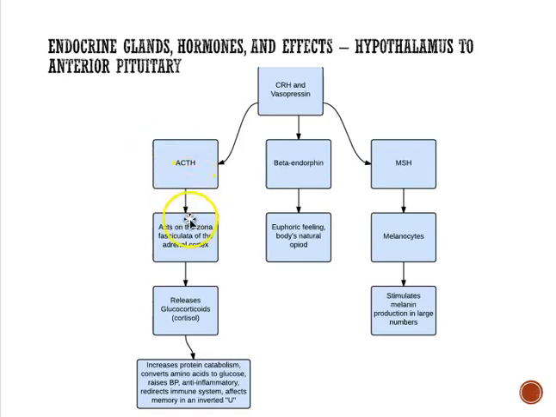Adrenocorticotropin hormone will act on the adrenal cortex, specifically the zona fasciculata of the adrenal cortex. Glucocorticoids, specifically cortisol in us predominantly, is going to be released from the zona fasciculata. This cortisol will then go on to do the following things. It'll increase protein catabolism, protein breakdown, right? Converts amino acids to glucose. It'll raise blood pressure. There's an anti-inflammatory effect of cortisol.